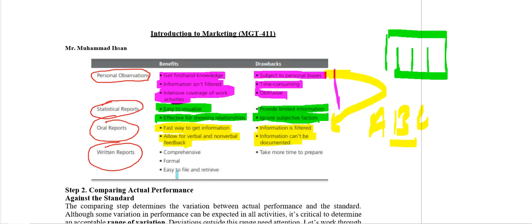And last, written reports. In written reports, we can see that these are comprehensive, these are formal, and these are very easy to file and retrieve. We can write the records and we can file the records, and after many times if we want to retrieve, we can retrieve.